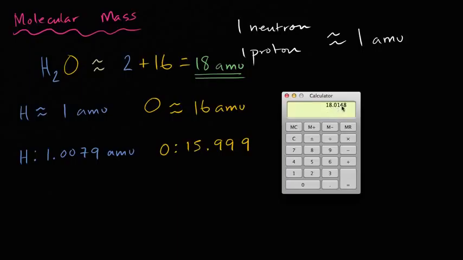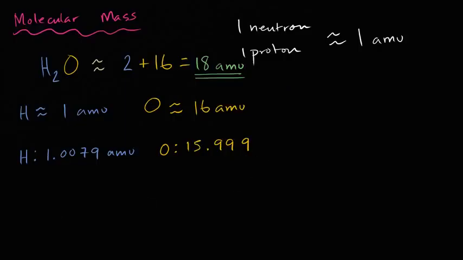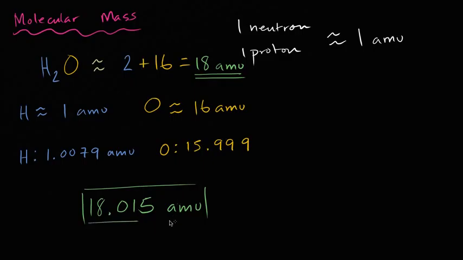So 18.01, I'll round in the thousandths place, 015. So the real one is 18.015 atomic mass units. And you could actually consider this the molecular weight, because we're using atomic weights. We're using weighted averages. And you could think of, well, maybe the weighted average of water molecules would be a little bit closer to this. But these two numbers are very, very close. And so we might call this molecular weight. But either way, these ideas are very closely related.